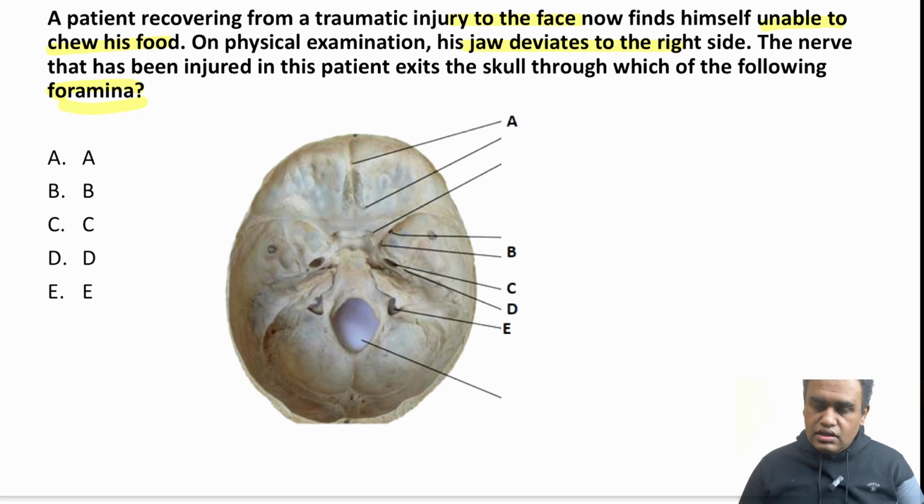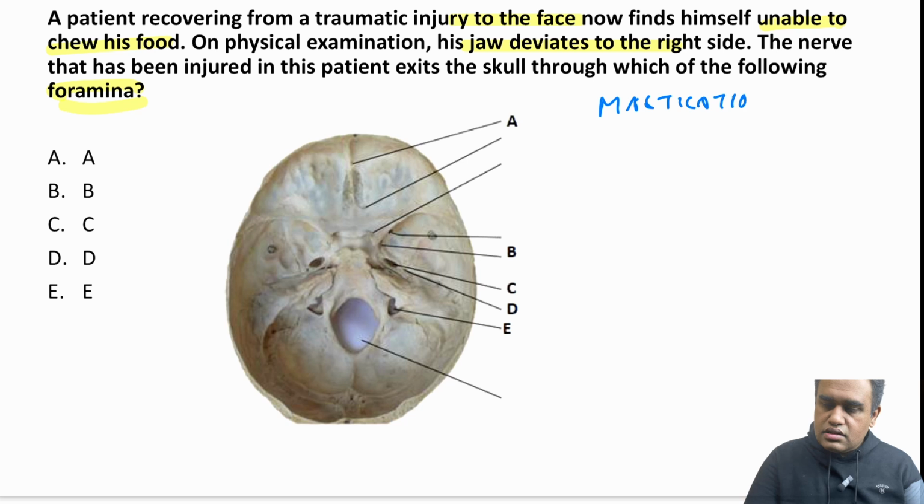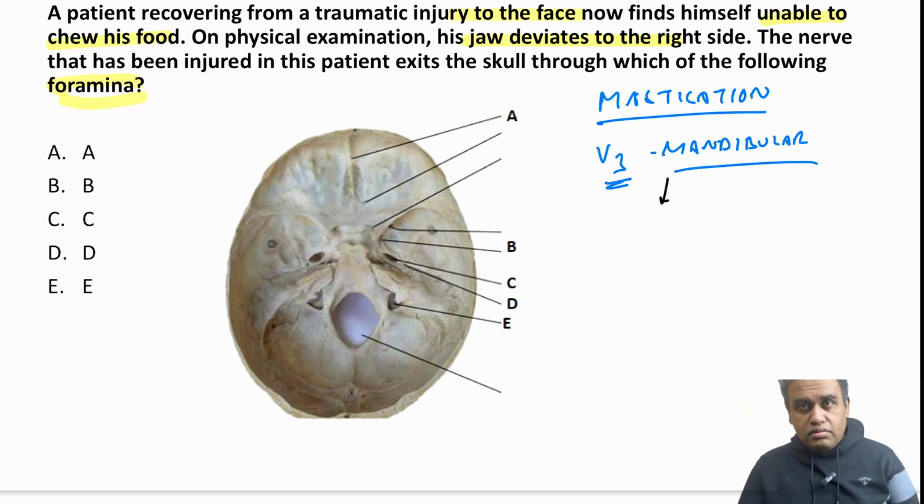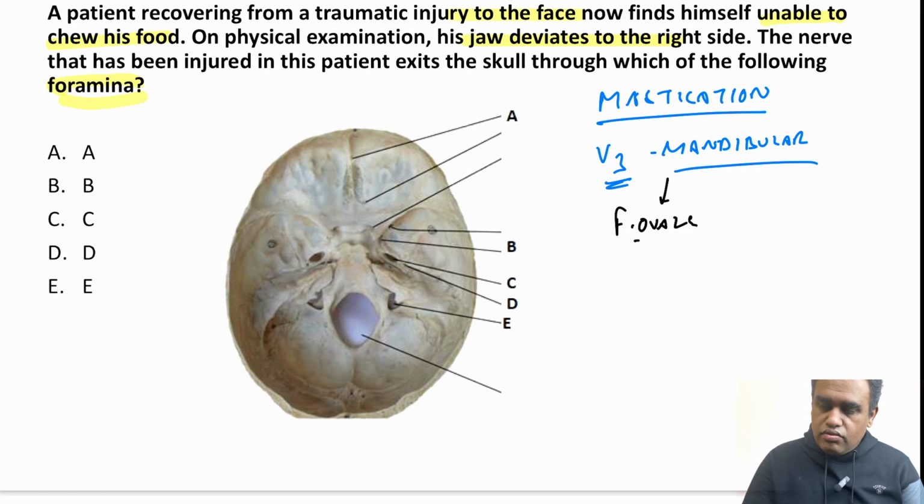So here, as you can see, he is unable to chew the food. Chewing, or the mastication, is done by which nerve? The nerve is the mandibular division of the trigeminal. So this is the culprit nerve over here. Now, through which foramen does the mandibular nerve exit? For this, we have to remember that it is through the foramen ovale. Foramen ovale has the mnemonic MALE. M refers to the mandibular nerve, A refers to the accessory meningeal artery, L is the lesser petrosal nerve, and E is the emissary vein.